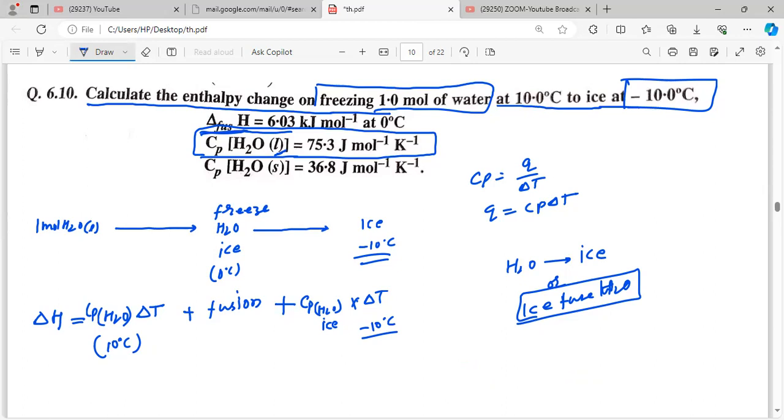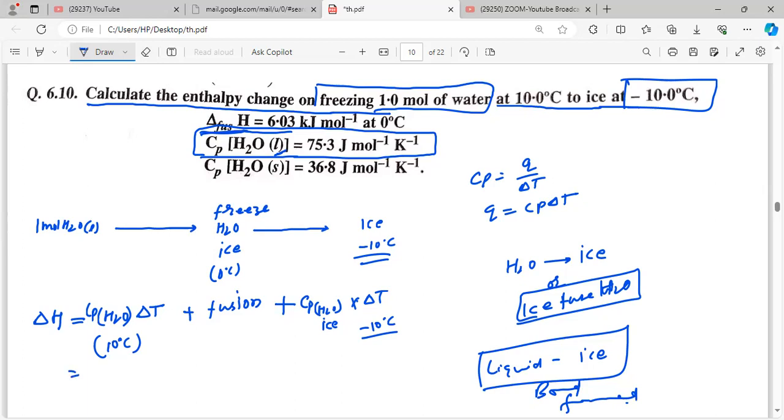It is not given, but what is the enthalpy of fusion? In the case of fusion, heat will be released. Why will the heat be released? Because liquid is converting into ice. Okay, so in this case maybe the bond is formed. Yes, sir, bond formation is an exothermic process.